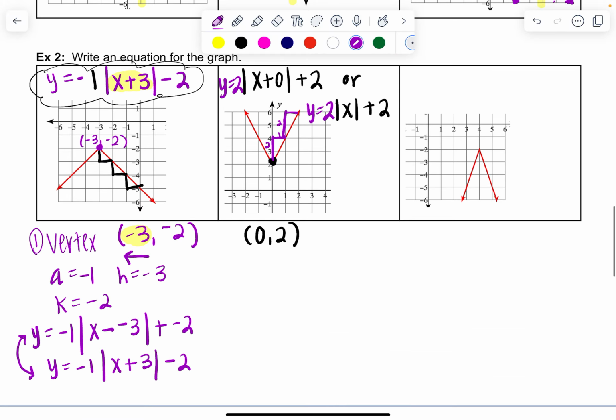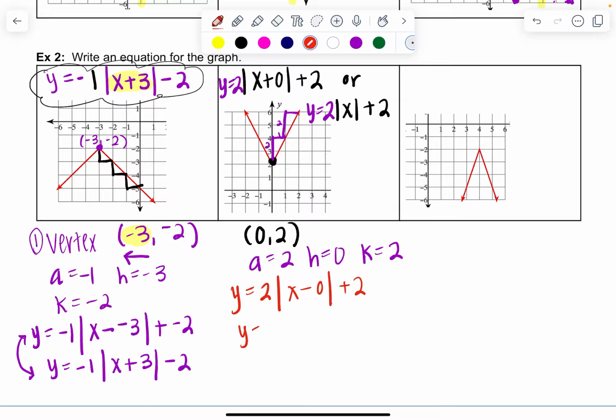For this other one, we said a is 2, h in this case is 0, k is 2. So plugging it into the original equation, 2 times |x - 0| plus 2, which is the same as 2 times the absolute value of x plus 2.